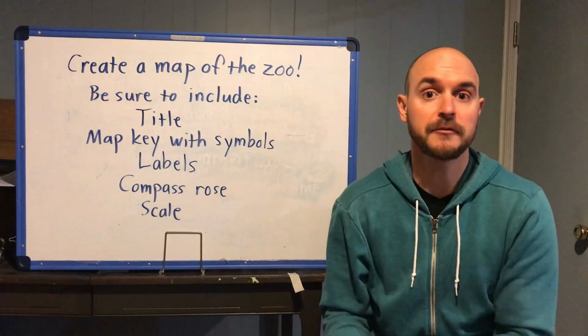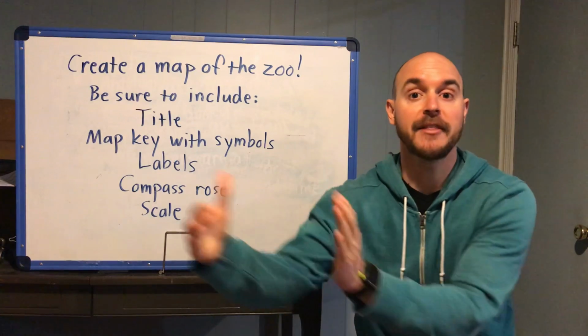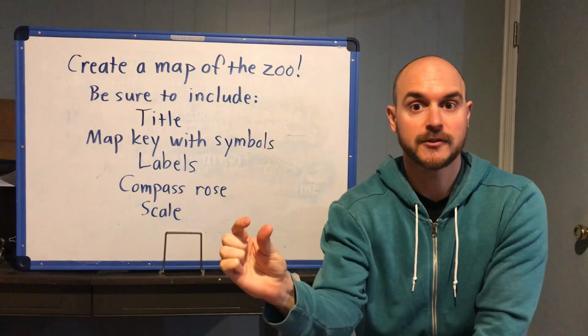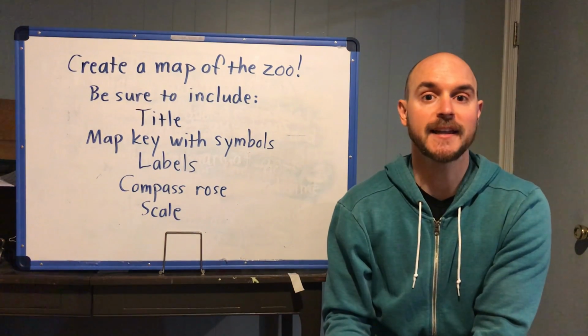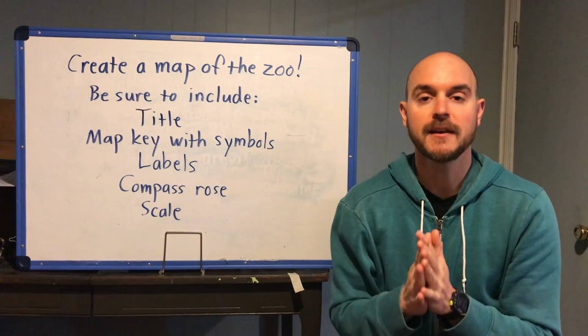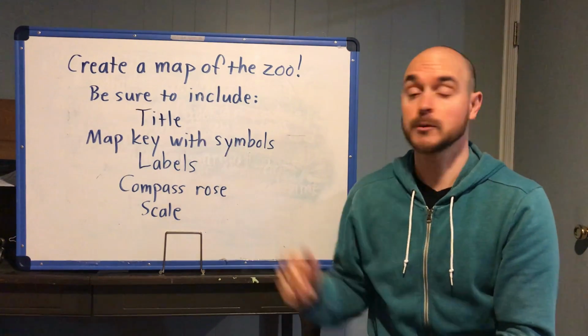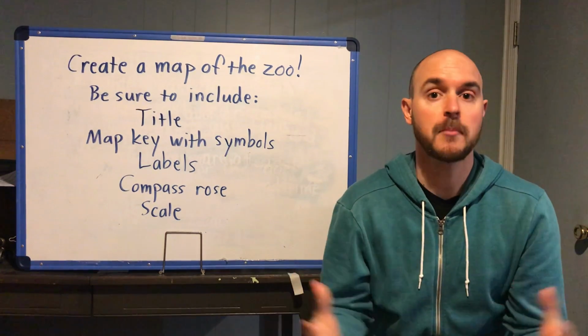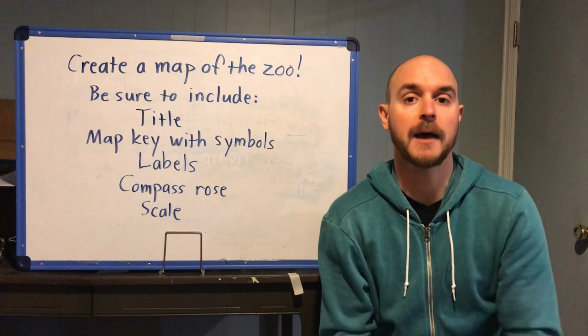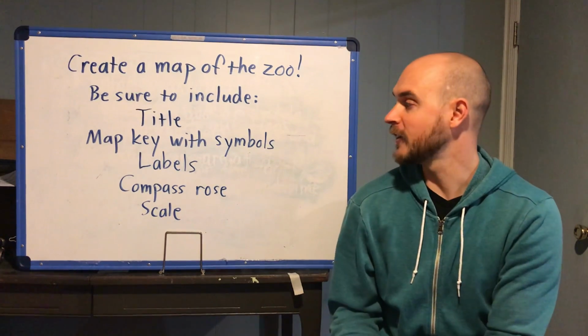Use a symbol. If you're going to visit the monkeys, you might draw a tiny little monkey head, and then in the map key, show that same little picture of the monkey head and put monkey exhibit. So use a map key and symbols. The labels will be important. Some of the labels will show up in the map key, but you might have some areas on your map where you actually need to use the words to label the specific areas.